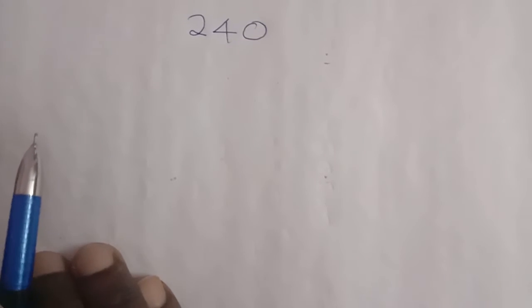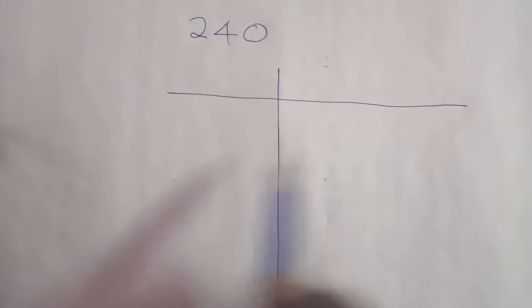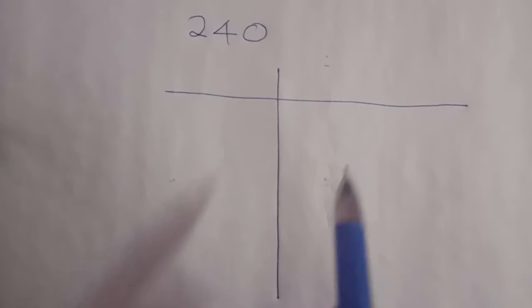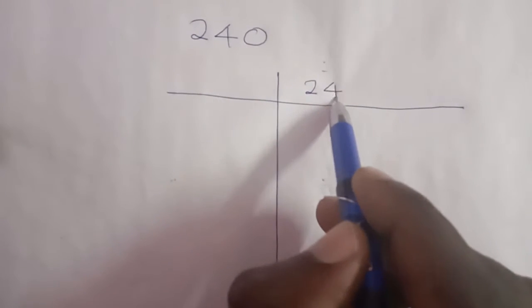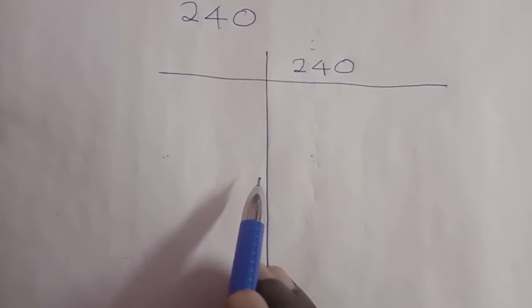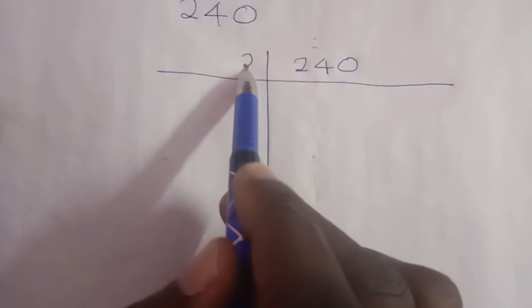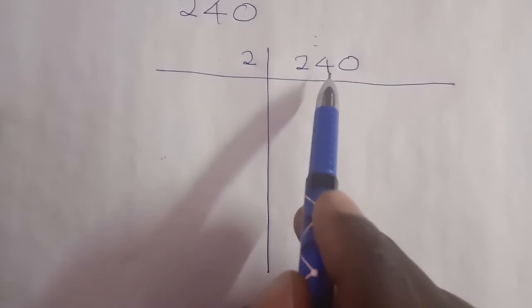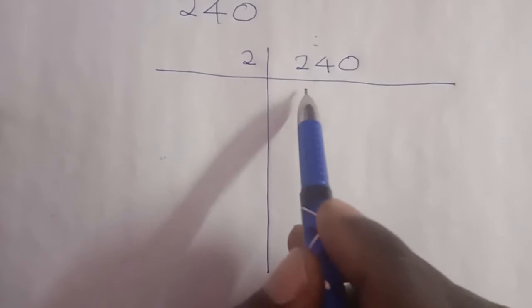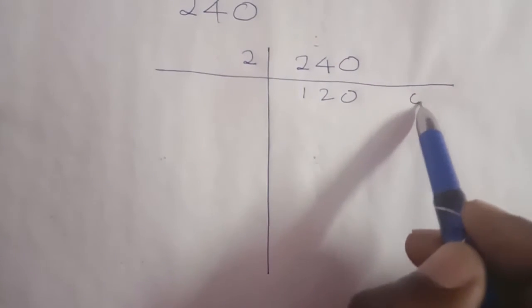First of all, you have to draw this line. After drawing this line, you draw a line perpendicular to the one drawn vertically. Then write this number here, 204. Because it is binary, it means we are dealing with 2. Binary means 2, so start dividing by 2. 204 divided by 2, I get 102 with remainder 0. So you put 0 here.